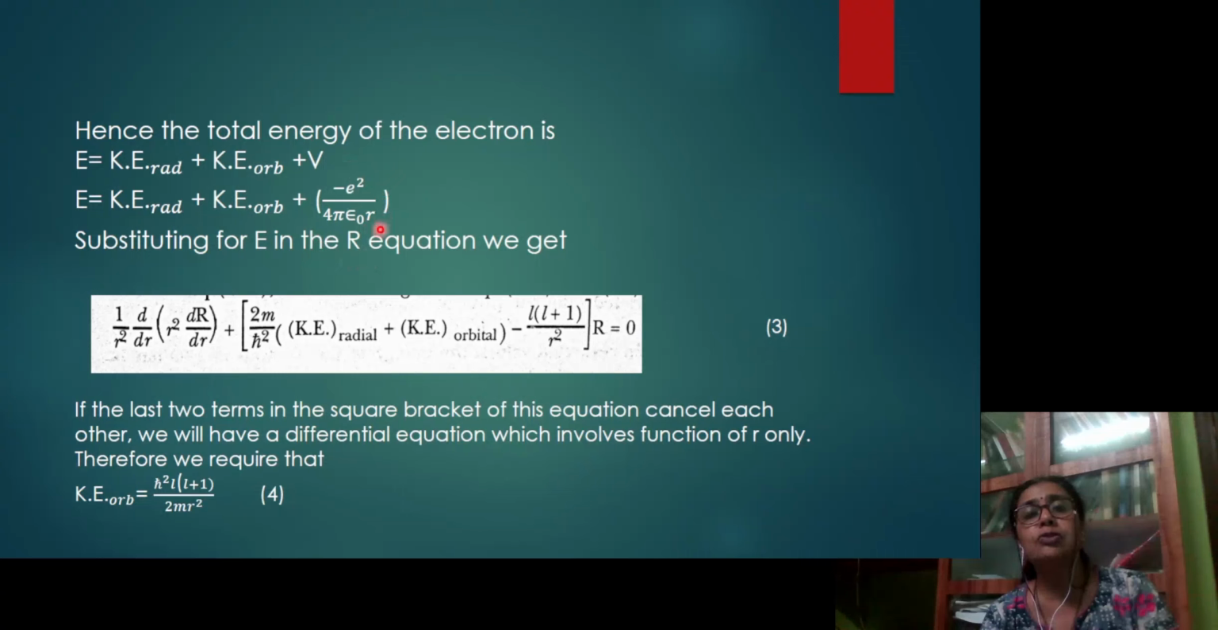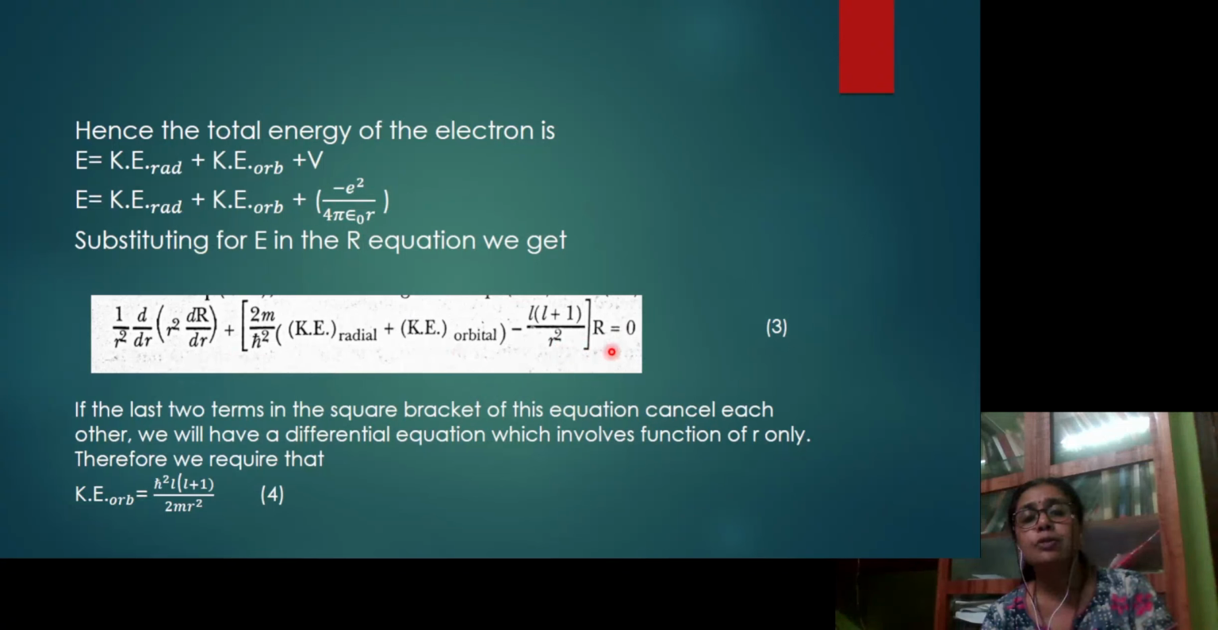If we substitute for energy, that is capital E, then this minus e square upon 4 pi epsilon 0 r will get cancelled out with the e square upon 4 pi epsilon 0 r. Therefore we get the term 2m upon h cross square times kinetic energy radial plus kinetic energy orbital that will only remain, and because we have substituted for capital E, this negative term has got cancelled out and this is the remaining term, multiplied by R, equal to 0.